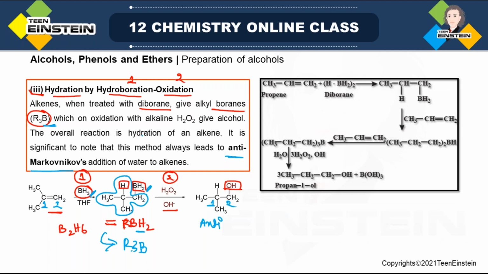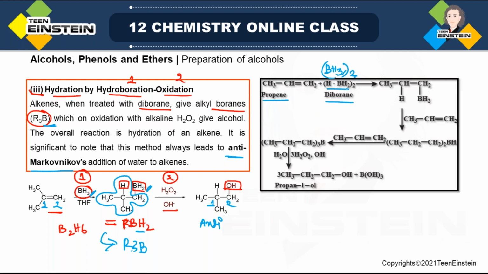Now we will see how this R3B is formed. First, we have taken propene as the alkene, CH3CH=CH2. Then we are using diborane. Here the molecule is written as (BH3)2. That means it is a dimer, so it is actually B2H6.